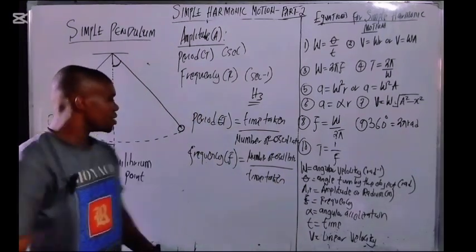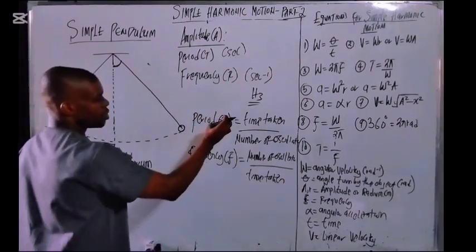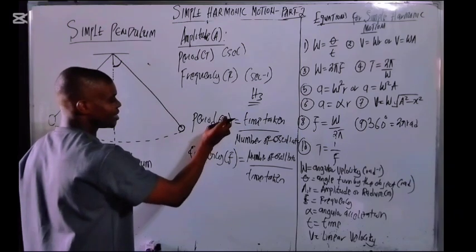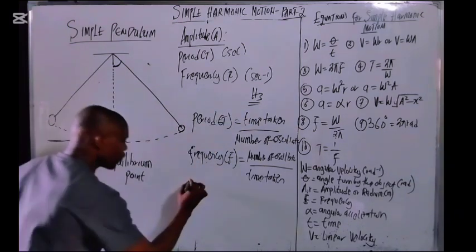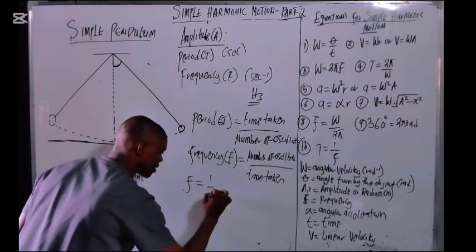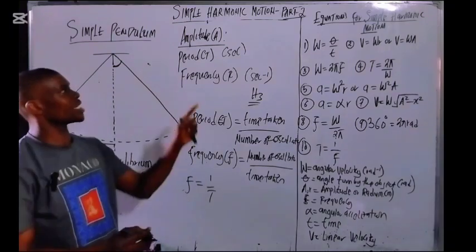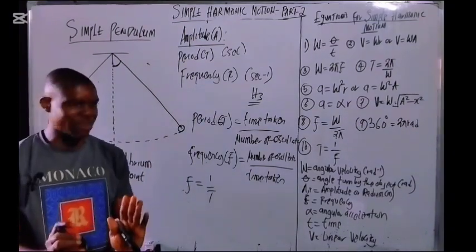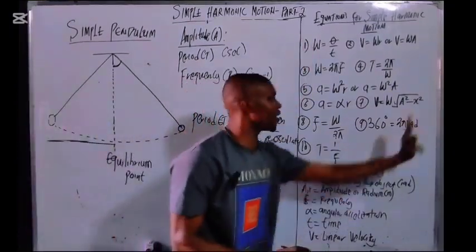Do you see that? Now, there's a direct relation between frequency and period. Do you understand? Now, frequency is equal to what? 1 over T. So these are two things to understand when it comes to simple harmonic motion. Do you understand? And these are the very formulas you can use.